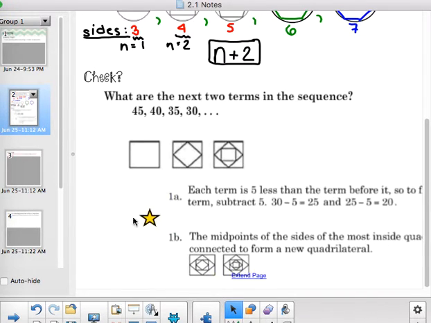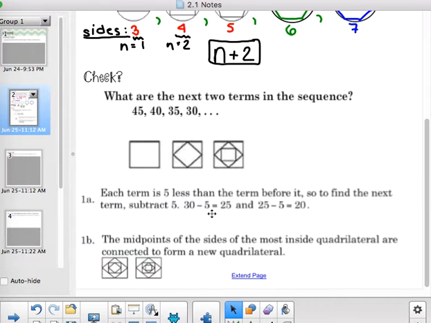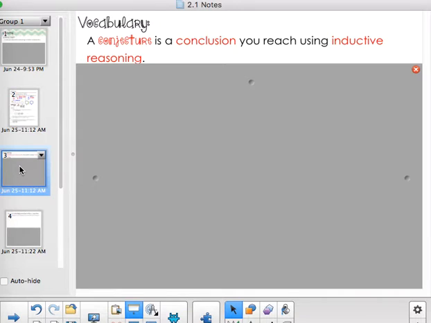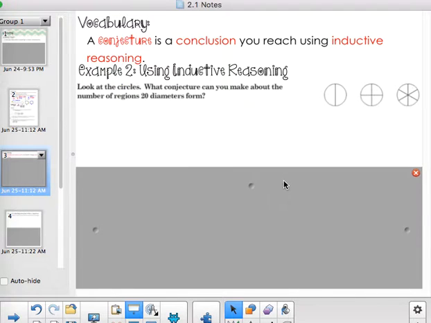All right, let's see if you got them right, and if you did not, try to check your work here. What we were just doing is creating conjectures. Conjectures are those conclusions that we can reach using inductive reasoning. You just created conjectures by determining what the next 2 terms were in a sequence.